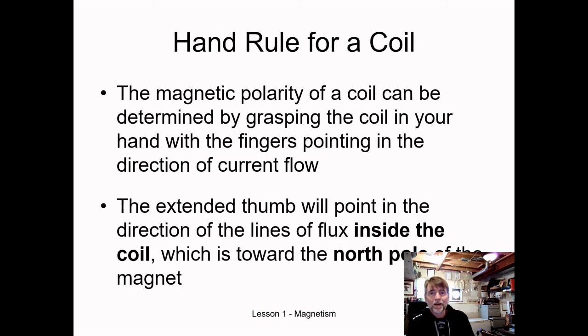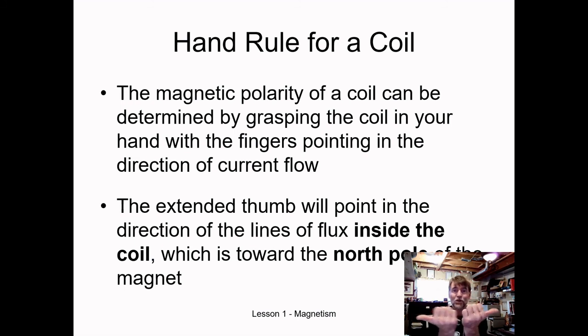Hand rule. The magnetic polarity of the coil can be determined by grasping the coil in your hand with the fingers pointing in the direction of current flow. So the fingers are wrapping around the coil pointing in the direction of current flow, and the extended thumb points in the direction of the lines of flux inside the coil. Okay, so inside the coil goes from south to north, which means your thumb is pointing at the North Pole. Okay, so this is the coil hand rule.